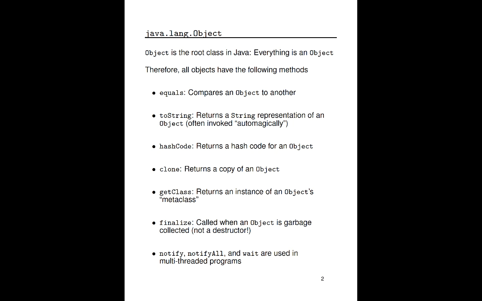And additionally, java.lang.Object provides methods called notify, notifyAll, and wait, which are used in multi-threaded programs. These are kind of low-level methods for coordinating the work of multiple threads.